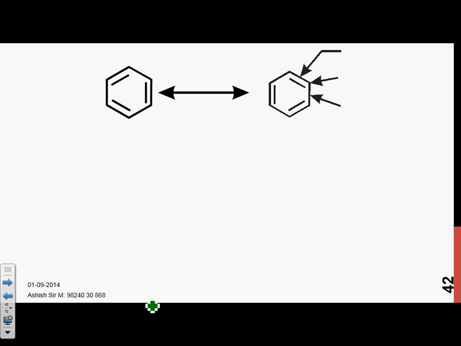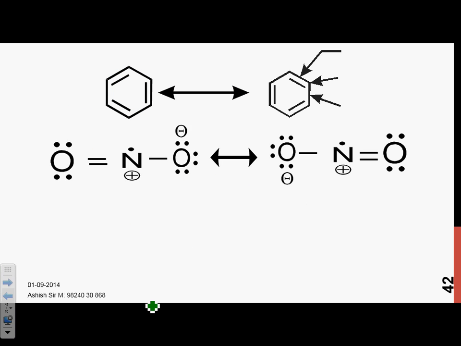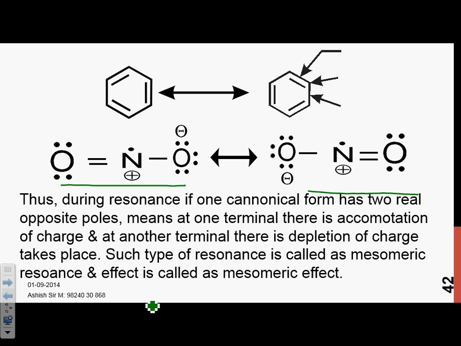So that's another resonance. I have one more resonance. Nitro is not in our syllabus at this moment. But one point you understand: during resonance, I'm explaining what mesomers are. Your textbook does not explain this.